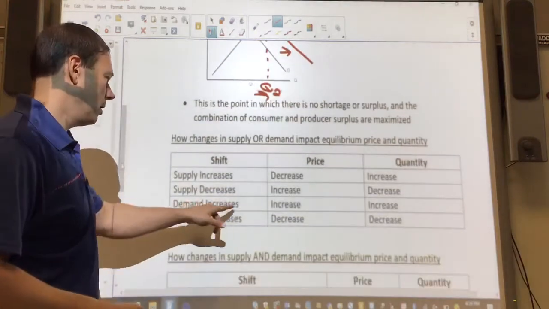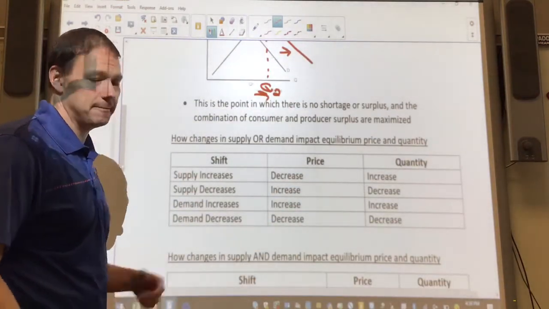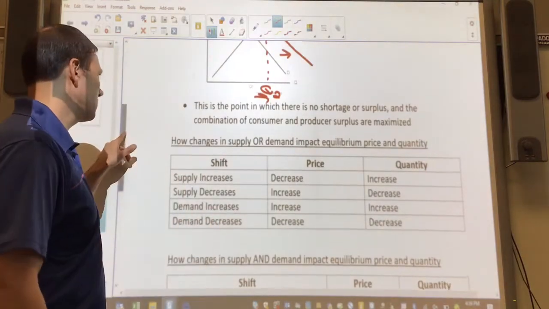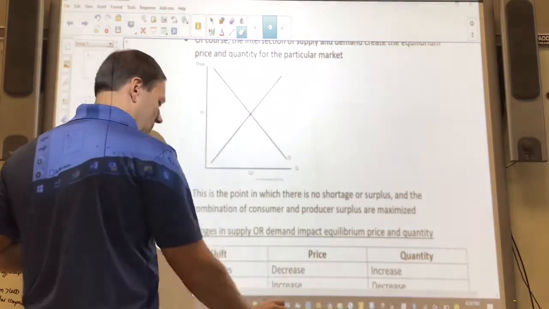So price goes up and quantity goes up when demand increases, and when demand decreases, it's the opposite. Okay, when one thing shifts, it's pretty certain what's going to happen. All right, now, when both things shift, that's when it gets a little bit tricky.